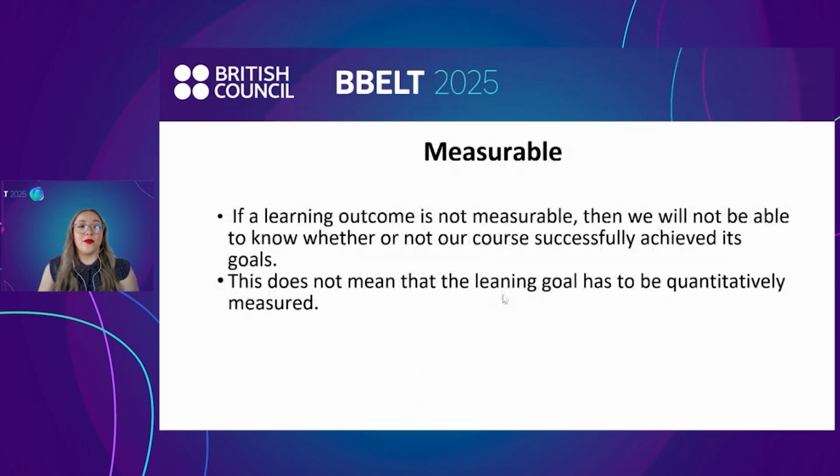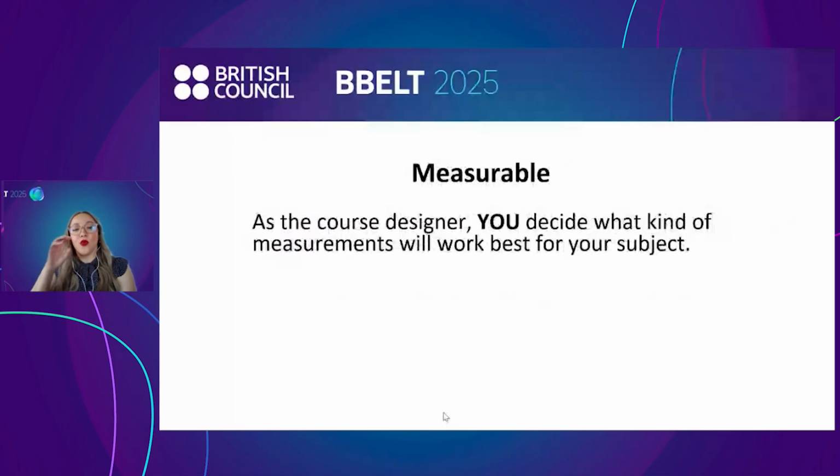Your objectives should be measurable. If a learning outcome is not measurable, then you will not be able to know whether or not your course or your lesson or your unit successfully achieved its goals. And this does not mean that the goal has to be measured quantitatively by any measuring instrument. As the course designer, you are the one who decides what measurements will best work for your subject or for that lesson. Valid and accepted measurements will vary from discipline to discipline and can include both quantitative and qualitative measures.